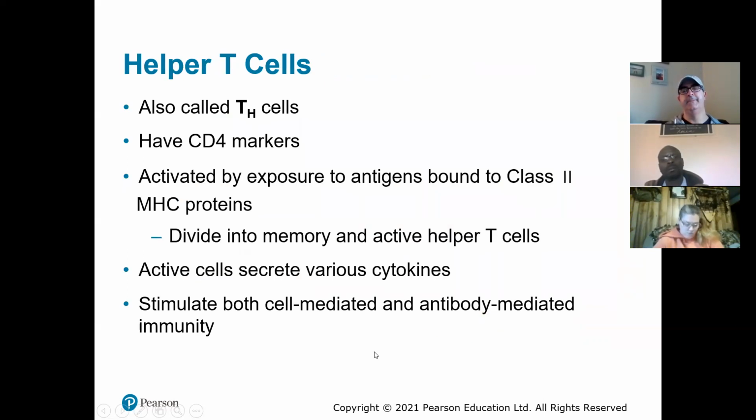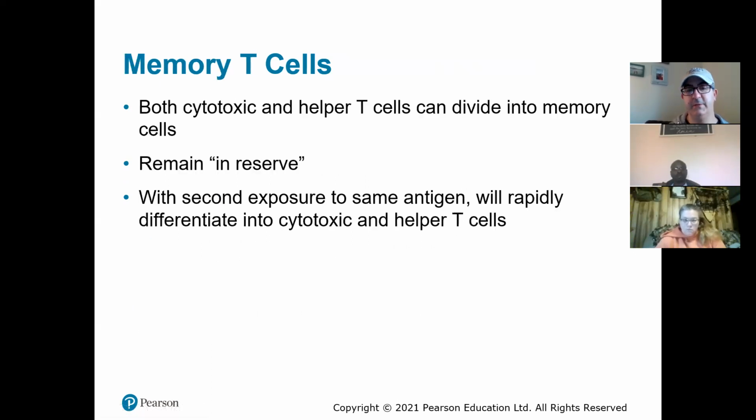Helper T cells cannot do what cytotoxic T cells can do. They cannot go out and actually destroy the other cells. Once they are activated, they divide into more helper cells. Now they secrete cytokines, which call over other white blood cells, and they can stimulate the cytotoxic T cells and the B cells, right? So that's what helper T cells do when they get activated.